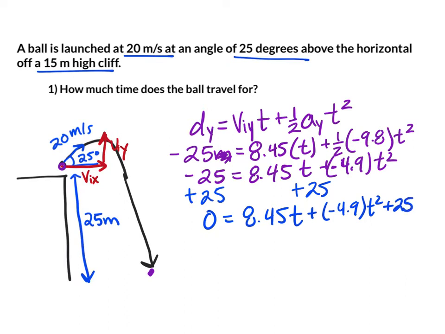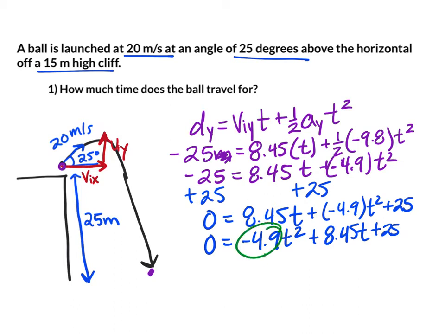Then we're not quite in the proper order. For a quadratic formula, this t squared needs to be first. So we're just going to switch these 2 places. And since they're being added together, it's easy to switch them around. That's going to make our formula 0 equals negative 4.9 t squared plus 8.45 t plus 25. And now everything's in the proper order. And here, this is going to be A, this will be B, and then 25 is C. So now it's easy to work with for the quadratic formula.